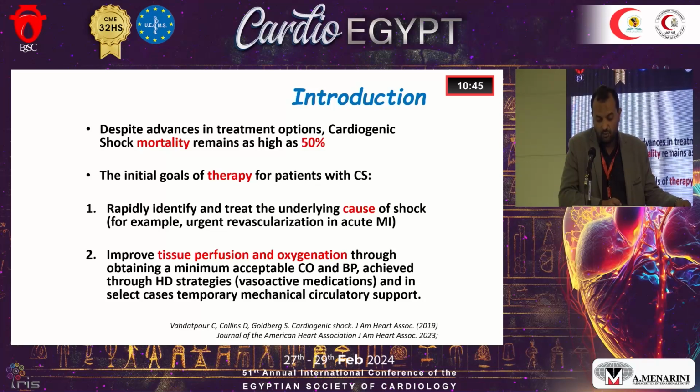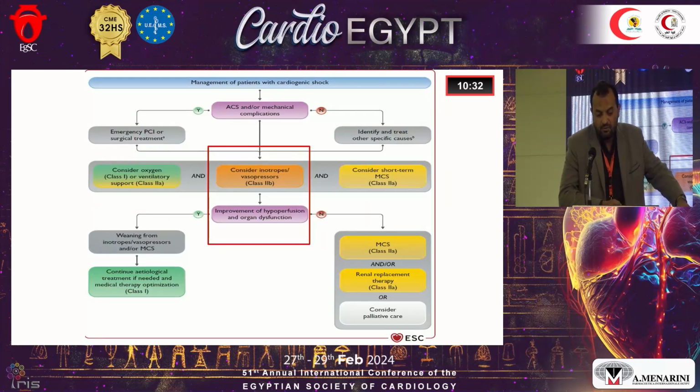This will let you choose the best vasoactive medication, and this should be with the minimum acceptable cardiac output and blood pressure to be achieved in this condition. If we revise again, Dr. Ayman stated that in the management of patients with cardiogenic shock, we have emergency PCI or surgical treatment.